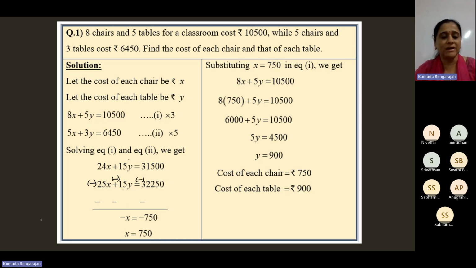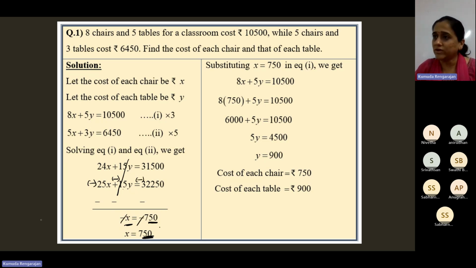Now plus 15y minus 15y is 0. That means y is eliminated. 24x minus 25x is minus x. 31,500 minus 32,250 is minus 750. So minus cancels, and x is equal to 750.